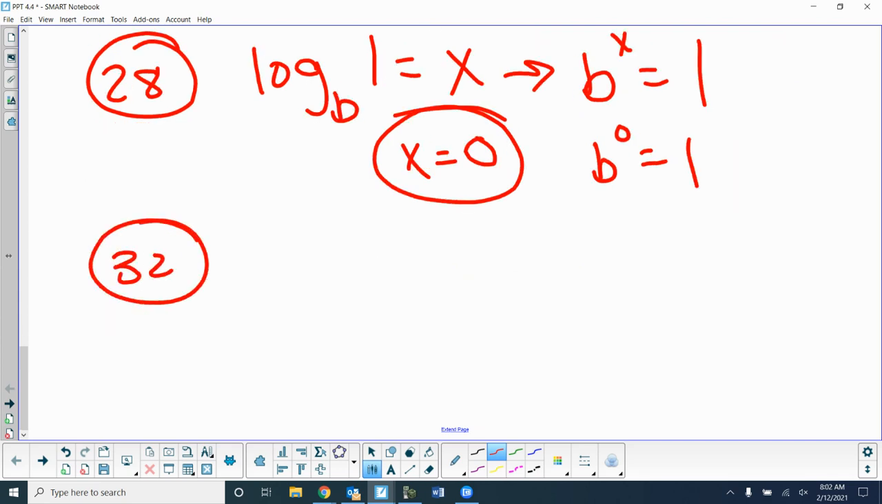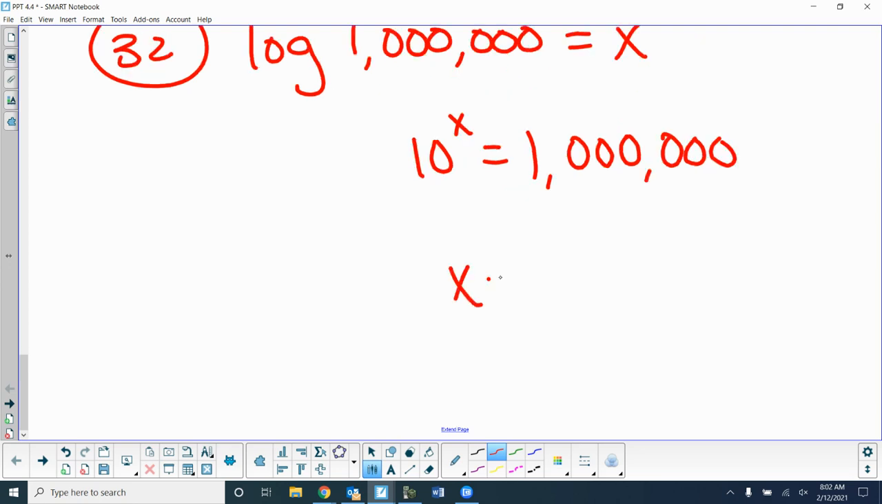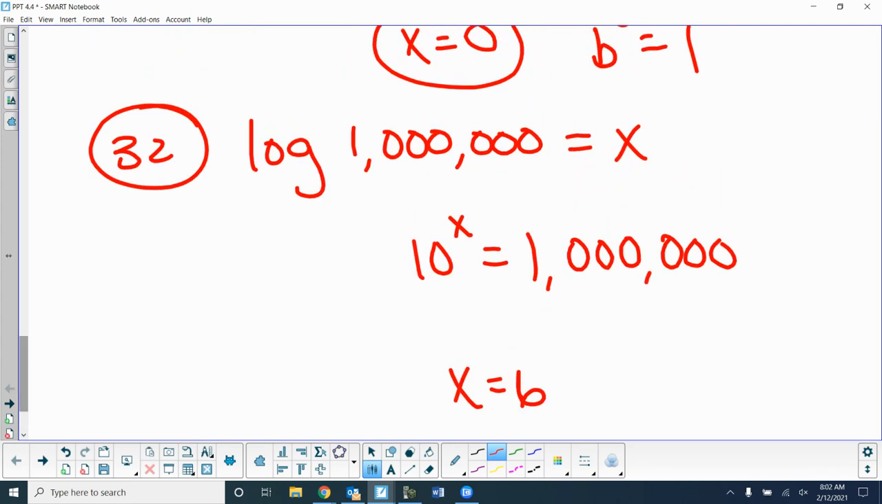32. Might as well finish it up. We got log of 1,000,000. Again, just write equals x. The base is 10 if there's no number there. 10 to what power is 1,000,000? Well, how many zeros are there? 6, so the answer is 6, 10 to the 6. And I told you yesterday, you can just put it in the calculator. You put log a million, hit enter, it'll be 6.